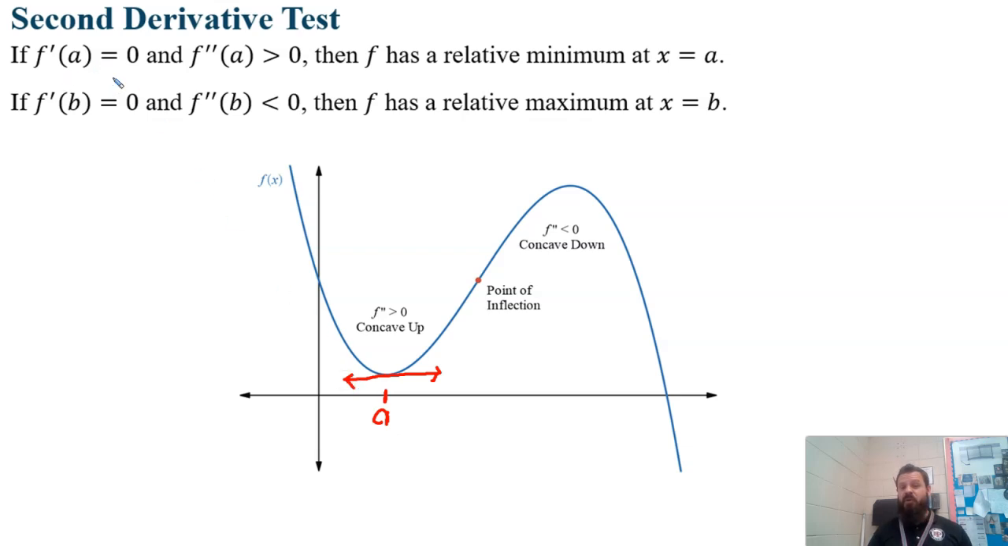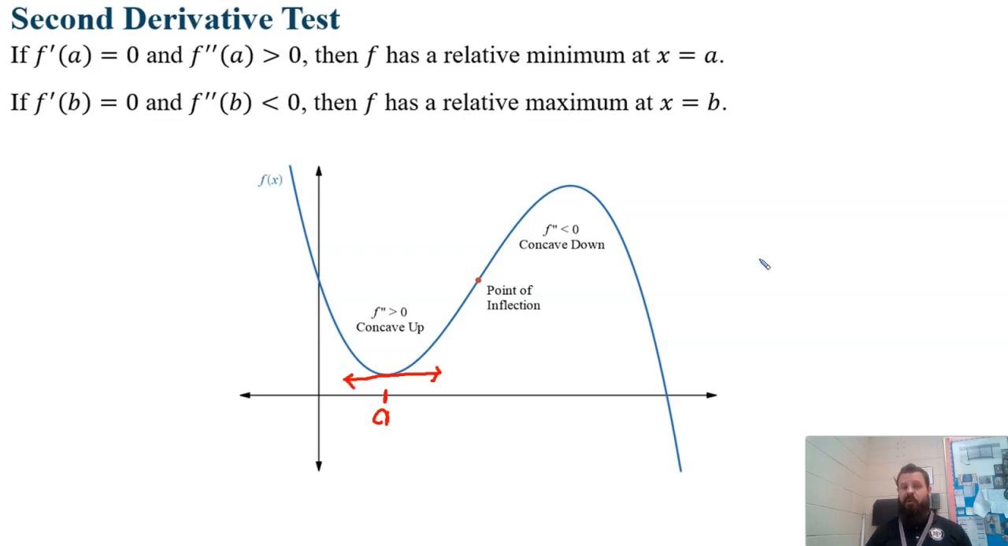We've already looked at that for finding critical values. Now, as far as how we know if that is a minimum or a maximum, we're going to look at our second derivative. So if f prime of a equals 0 and f double prime of a is greater than 0, we know we have a relative minimum because when f double prime is greater than 0, our function's concave up. So if we have a critical value on a concave up interval of the graph, that's got to be a bottoming out point, that's got to be a minimum.